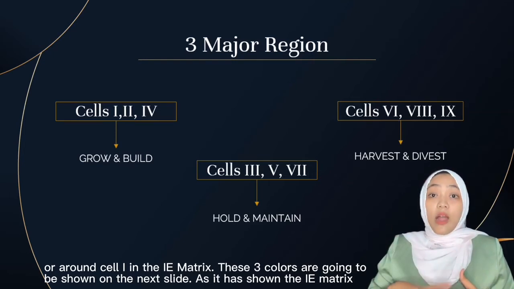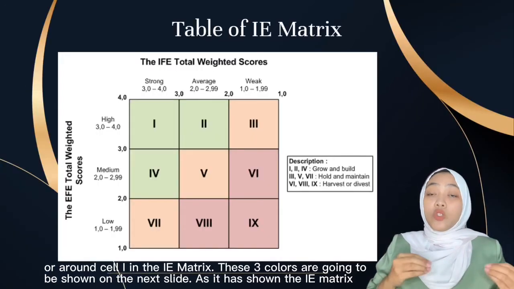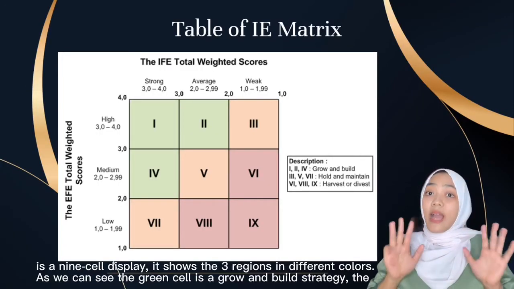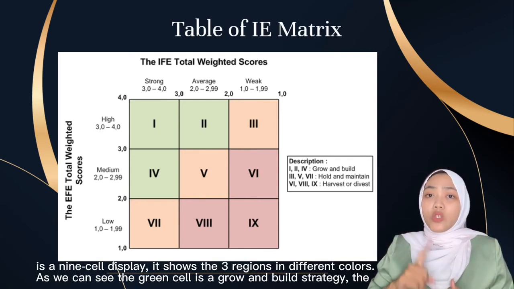These 3 colors are going to be shown on the next slide. As shown, the IE matrix is a 9-cell display. It shows the 3 regions in different colors. As we can see, the green cell is a grow and build strategy.